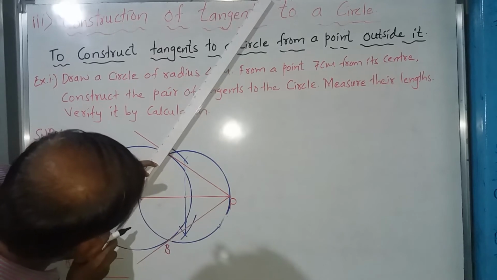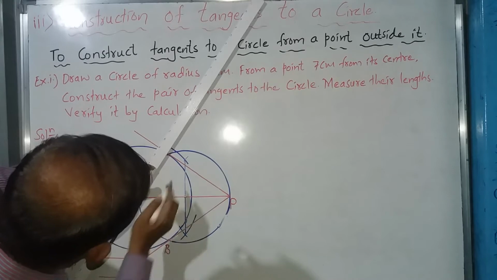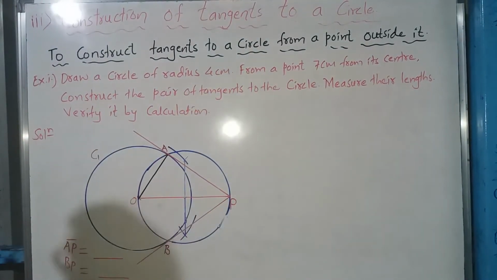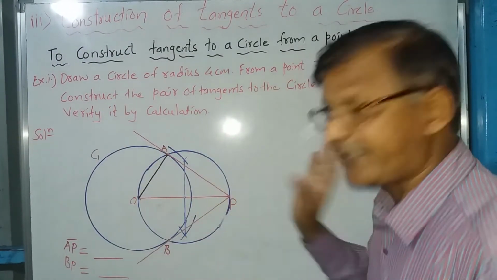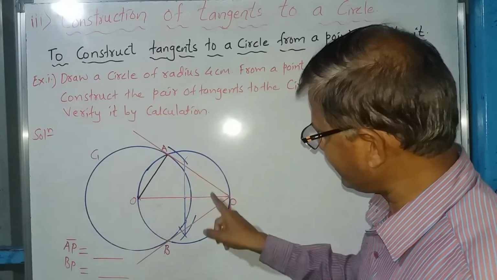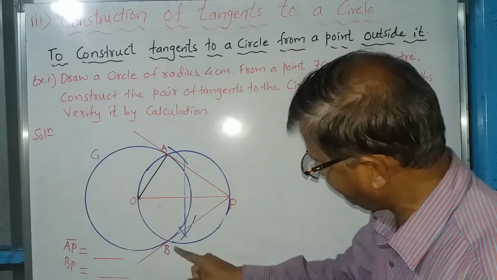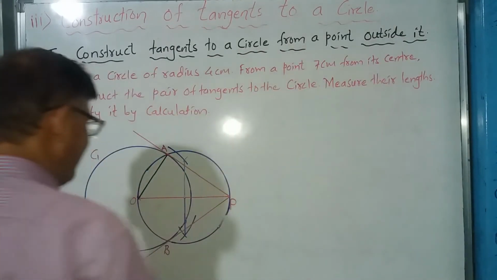Why are we doing these things? Why are we joining? Because we have to do the calculation part. Whatever length we have measured, whether that is correct or not, we can get it by calculation. Let me clarify one more point here. On this, there is one theorem. When the tangents are drawn to the circle from an external point, both the tangents will always be equal. Means AP and BP will always be equal. Their measures will always be equal with the scale. If you measure it, you get it.